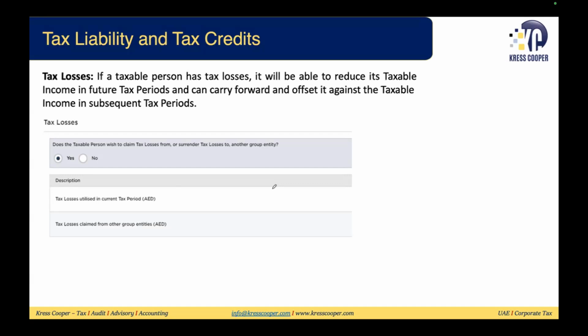Any losses beyond that, meaning 25% of the taxable income of the taxable person, every year will be subject to tax. Maximum it can be reduced up to 75% of the taxable income of the taxable person. Losses, as I mentioned, can be carried forward for an unlimited period of time. Two conditions should be there. Any one of them, sorry, continuity of ownership or continuity of business.